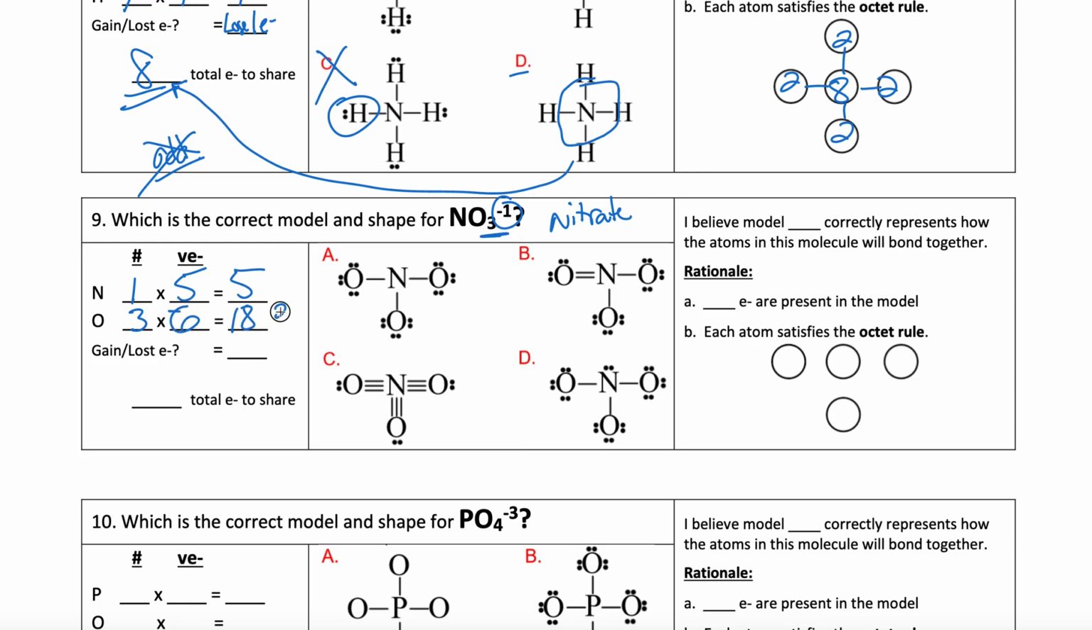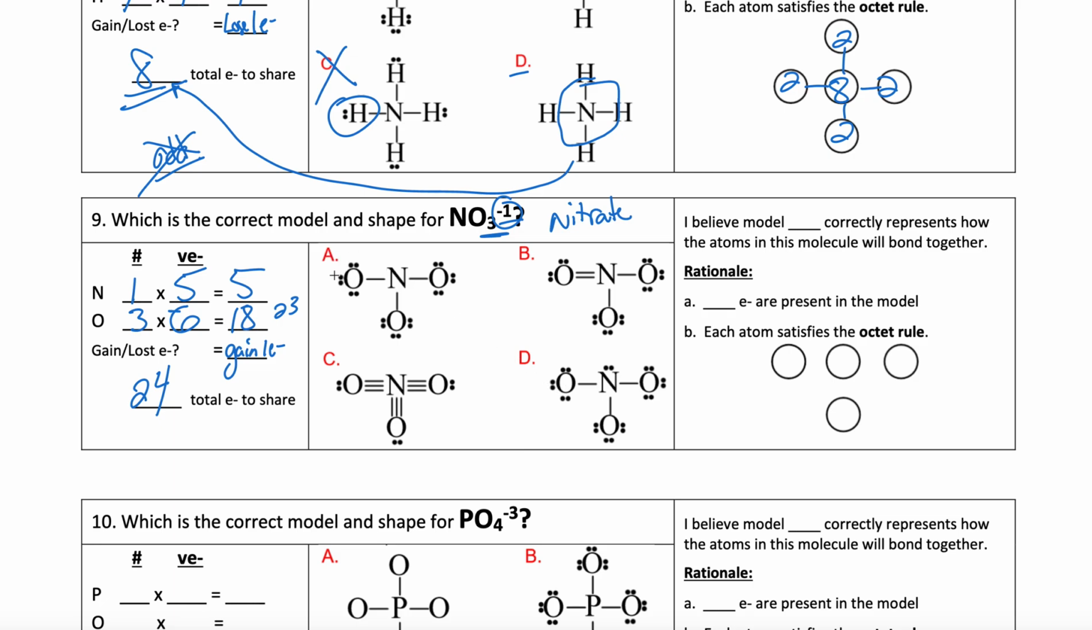If you add that up, you come out to 23. That's wrong. So we have to factor in the charge. A -1 means it's gained 1 more negative electron. So instead of 23, gain 1 more. Make it 24. So now let's figure out who's right and who's wrong.